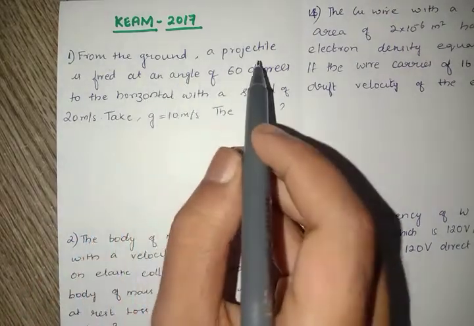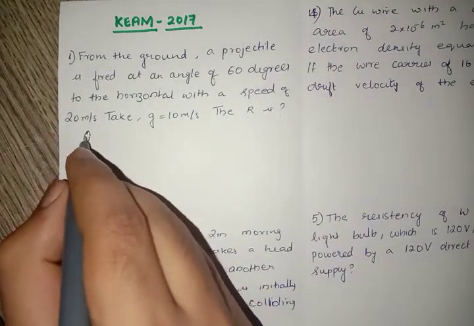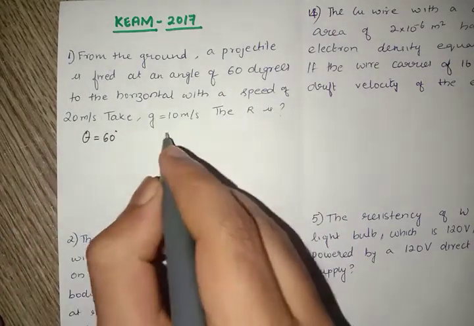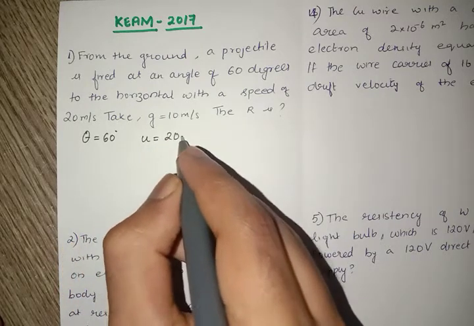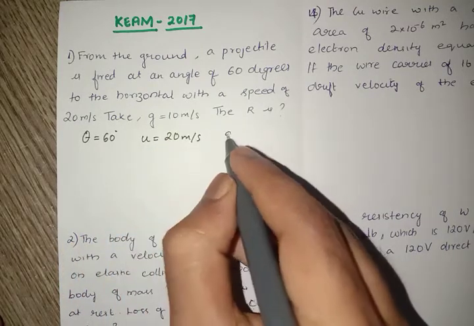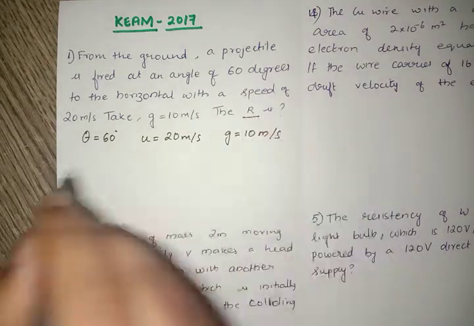From the ground, a projectile is fired at an angle 60 degrees to the horizontal. Theta is equal to 60 degrees, with speed u equal to 20 meters per second, and g is equal to 10 meters per second squared. We need to find the range.